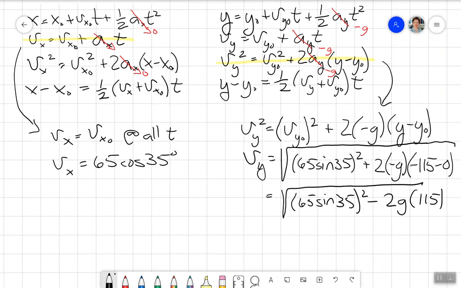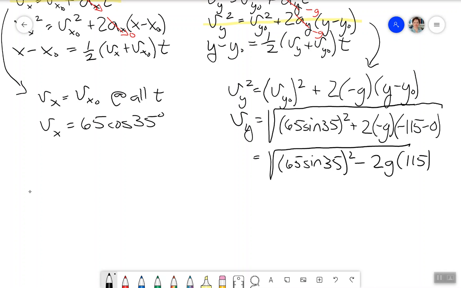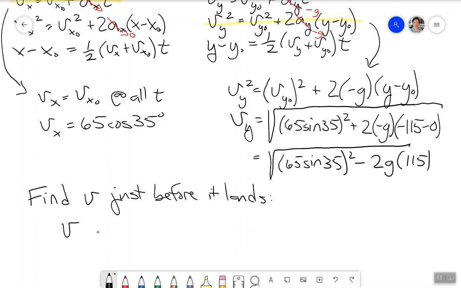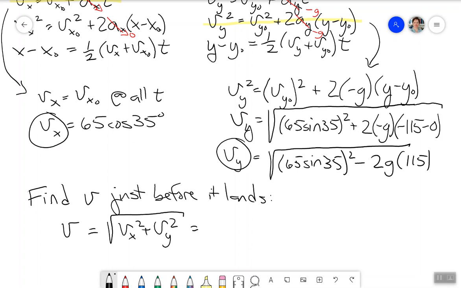Now, the question we decided to ask about this problem is, what is its final velocity right before it hits the ground? Find v just before landing. And that means that we want the final velocity, which is just the square root of vx squared plus vy squared. That's not a kinematic equation. That's just the Pythagorean theorem. And so when we plug in what we have for vx and vy, you get a number. I'll let you plug all that in, and that's the end of the solution for this problem.